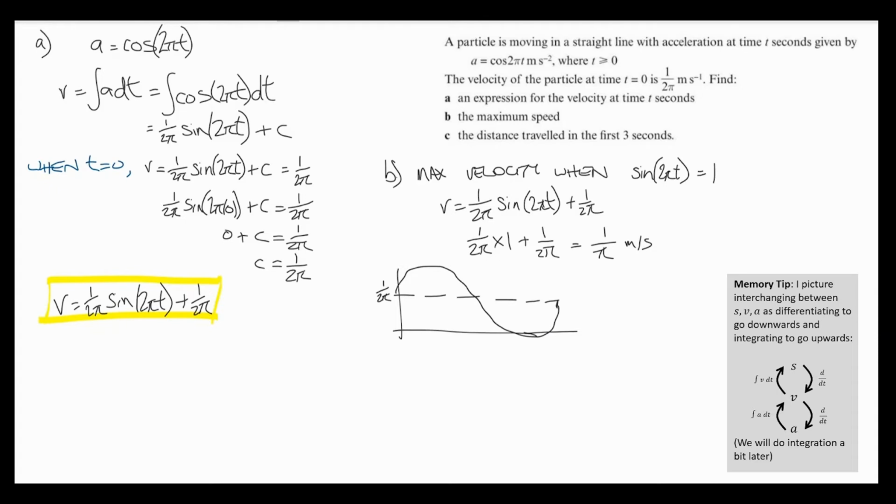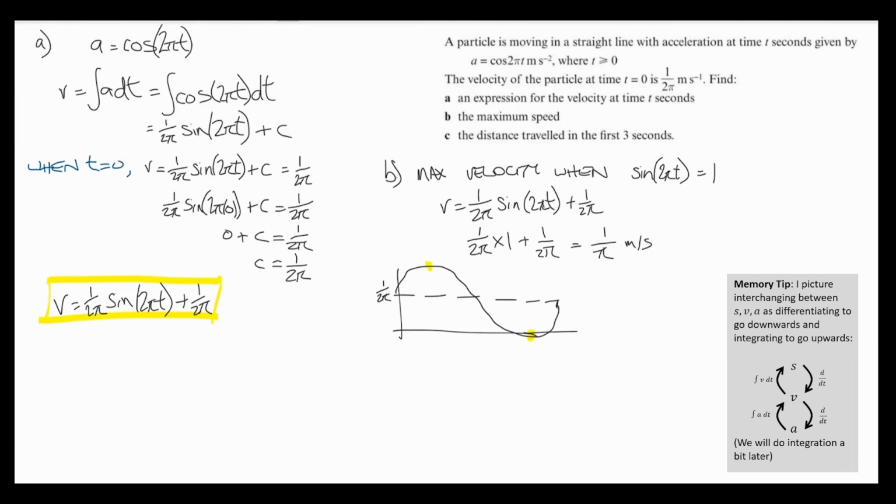If it's been translated vertically by positive 1/(2π), that means that this function is never going to be negative. Instead of oscillating in between 1/(2π) and negative 1/(2π), it's going to be in between 1/π at its maximum and 0 at its minimum.